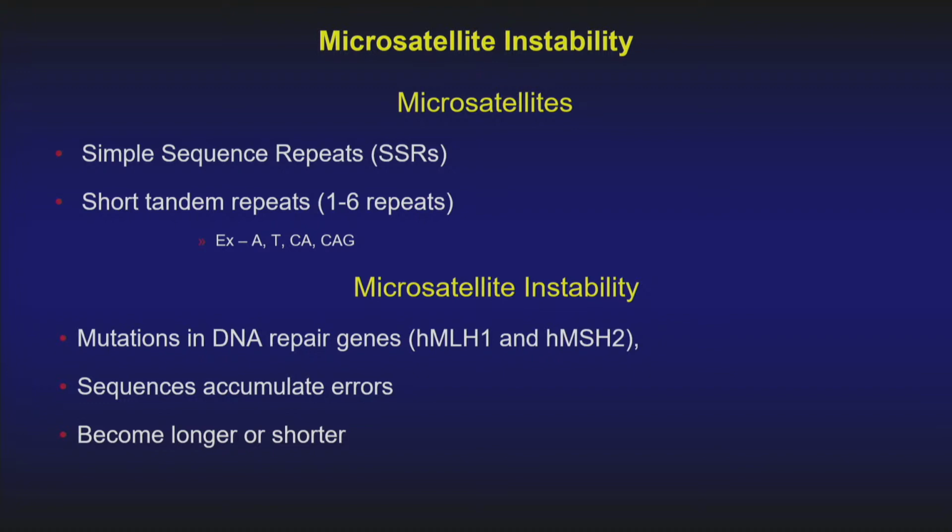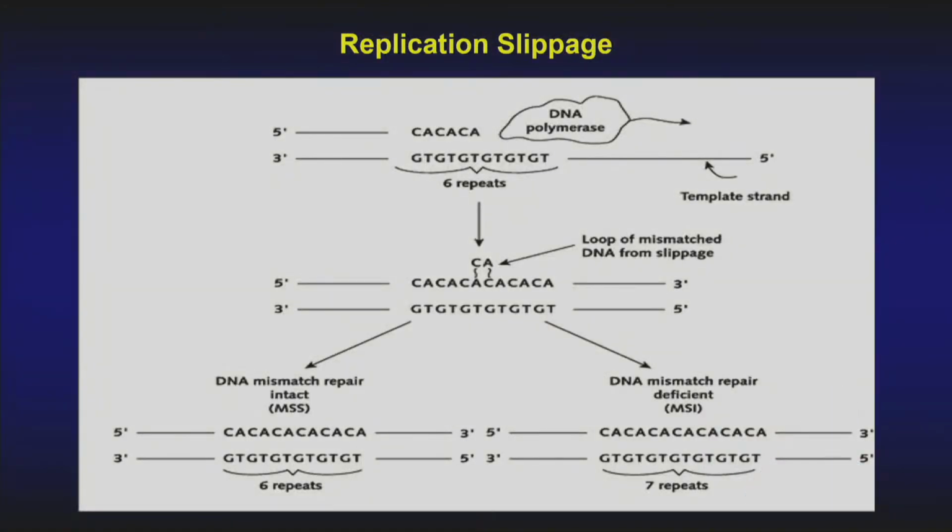Now, microsatellite instability is when there is a mutation in the DNA repair genes, predominantly the MutL homolog or the MutS homolog. These repeat sequences tend to become longer or shorter, and this change is called microsatellite instability. This happens because of a mechanism called replication slippage, where DNA polymerase, when it encounters these repeat sequences during replication, tends to increase the number of repeats and forms a loop of mismatched DNA from slippage. Now, in an individual with an intact DNA mismatch repair system, that is, there is no mutation in the MutL or the MutS homolog genes, the repeats are restored back to normal. However, if there is a mutation in these genes, the repeats are carried forward. This is called microsatellite instability.